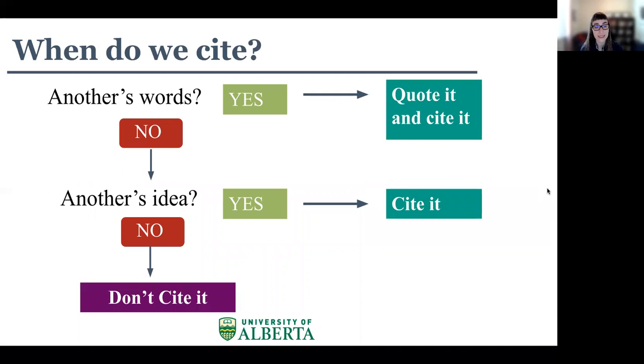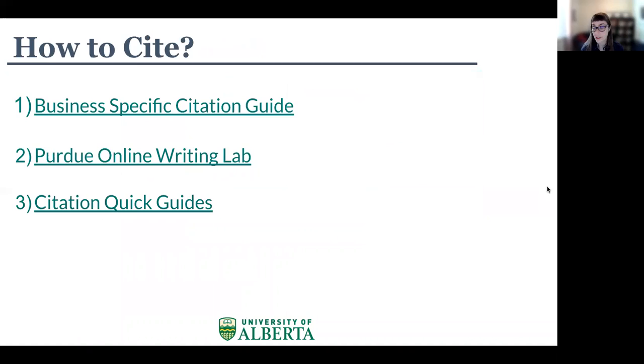You are required to cite something when you mention it in the body of the writing, so in the text, as well as including all the sources at the end of your project, called a bibliography or works cited or reference list too. I have included links to citation resources for you. Once again, the business specific citation guide is probably the one that will be the most useful to you. It breaks down how to cite things from the most common business databases, even the ones we went through here. Purdue Online Writing Lab is not the U of A, but it has really great resources for exceptions. And we also have our citation quick guides. This is best for articles and books.